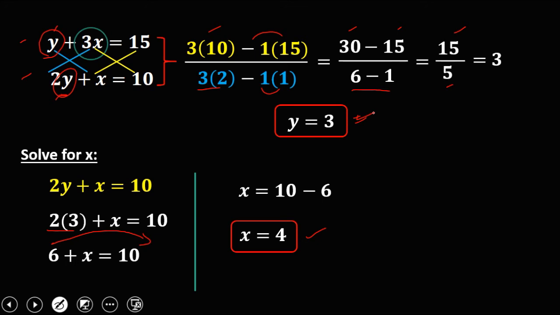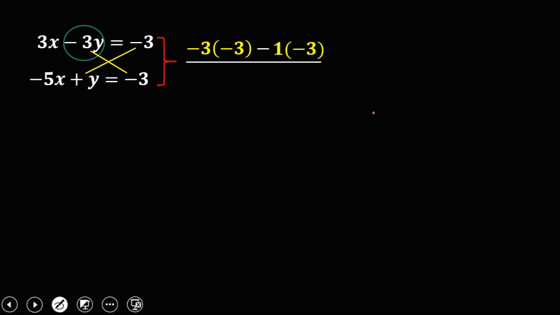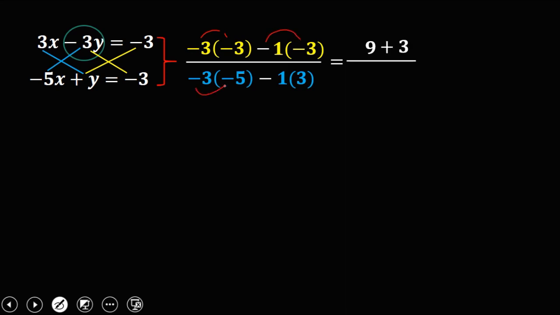Then for this given, apply crisscross multiplication. So negative 3 times negative 3. Then minus this 1 times negative 3. Then for the denominator, that's negative 3 times negative 5. Then minus this 1 times 3. Then simplify. Negative times negative, that's positive 9. Negative times negative, that's positive 3. Negative times negative, positive 15. And negative times positive, that's negative 3.